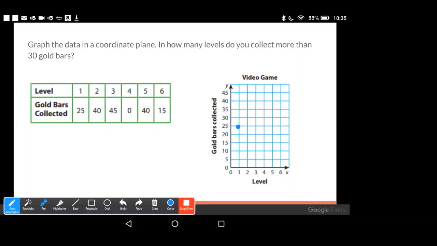Level 2, I go over to level 2, and then I go up to 40, and I put a dot right there. Okay, level 3, I go up to 45, and I put a dot right there.